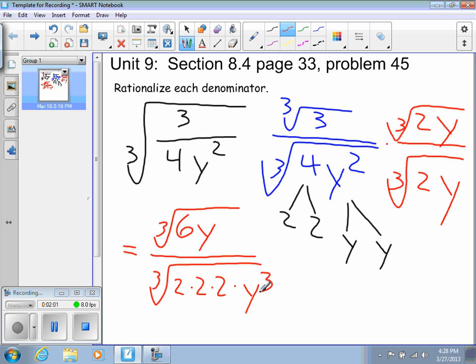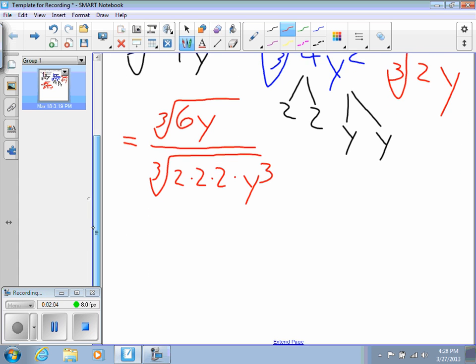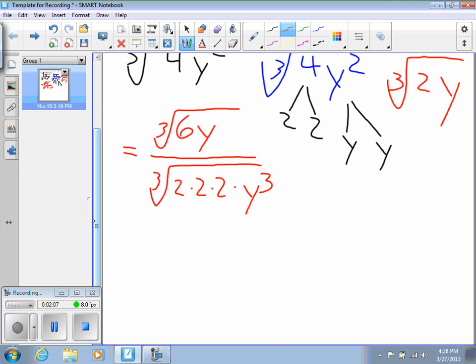Okay, so let's bring the page down here and simplify that. On the bottom here, let's change colors. We have a set of 3 right there. So that becomes, well, here, let me rewrite the top. So on top we have the cube root of 6y. And on the bottom we now have, well, gee, the cube root of 2 times 2 times 2 is just 2. And the cube root of y cubed is y.